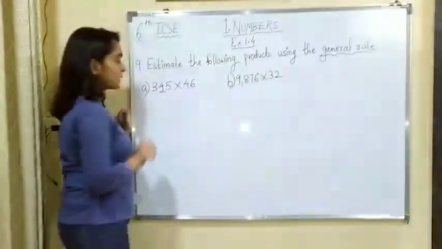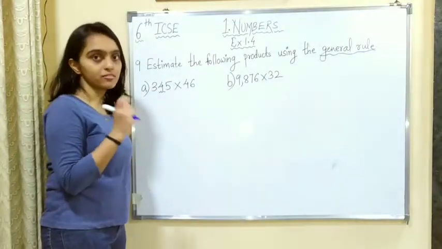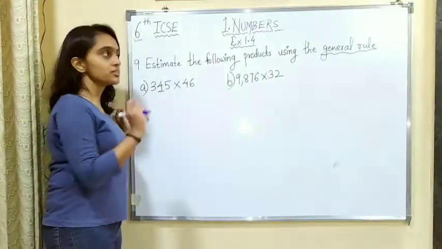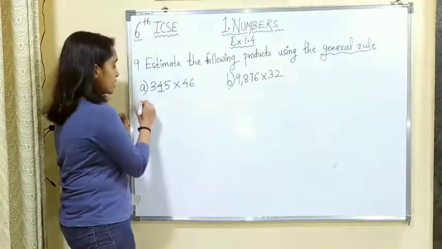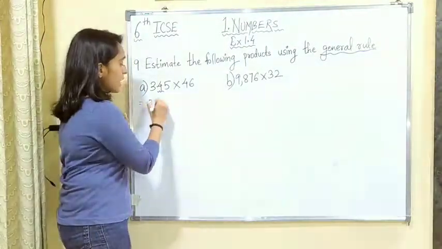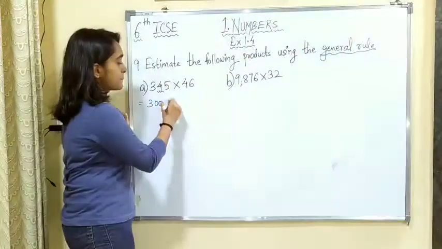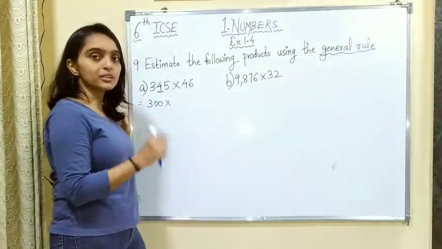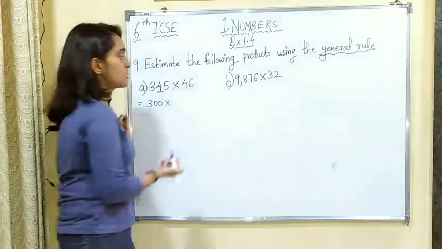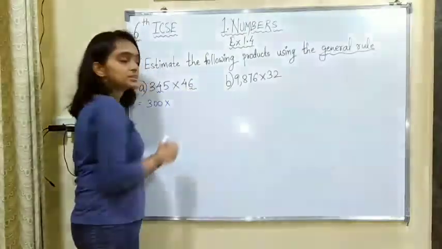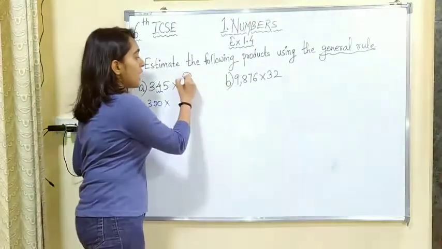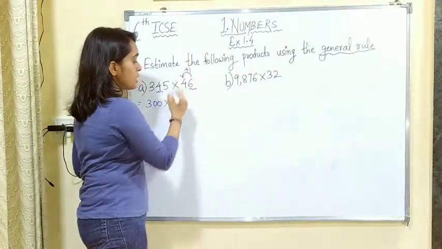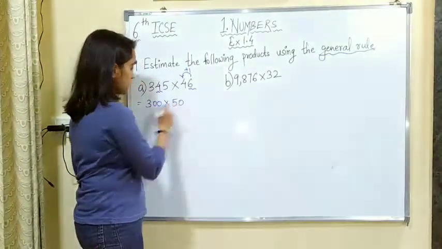So the digit at tens place is 4, it is less than 5. So we will just replace it by 0. So it will give you 3 and 2 zeros, multiplied by 46. So it is a 2-digit number. So we will estimate it just to tens place. So the digit at the units place is 6. So we will add 1 to this number. So it will give you 50.